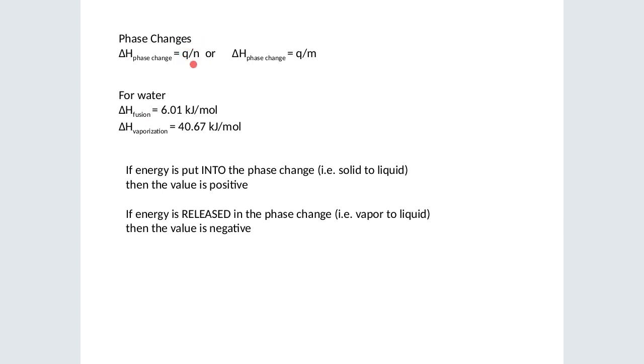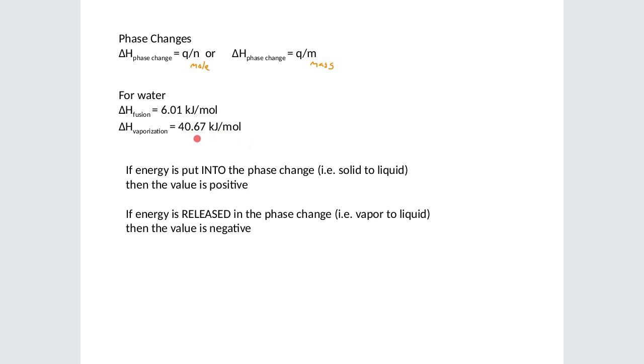And then the amount can either be in terms of moles or in terms of mass. You'll see these terms given both ways, but you're going to have Q on top and the amount on the bottom. For water, if you look up the values, the delta H of fusion for water is 6.01 kilojoules per mole. The delta H of vaporization is going to be 40.67 kilojoules per mole.